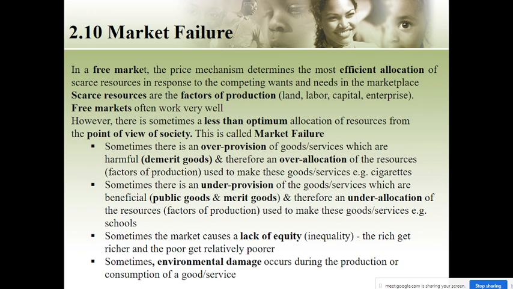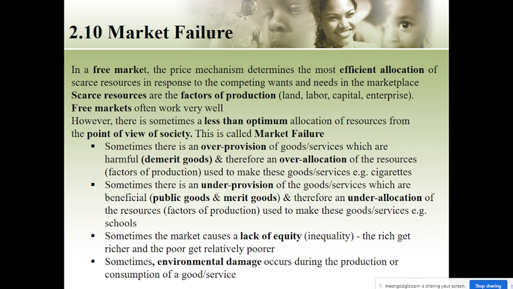First, you should have an idea of what a market is, and then we will explain the reasons behind the failure of any market. In a free market, the price mechanism determines the most efficient allocation of the scarce resources in response to competing wants and needs in the marketplace. What does efficient allocation of the resources mean?